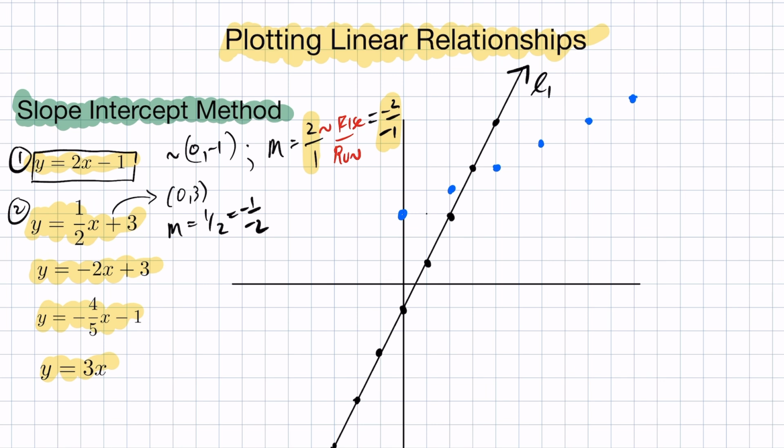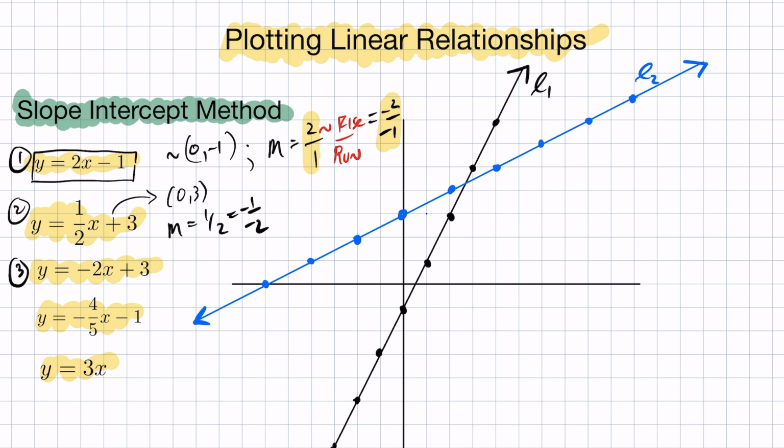I'm then going to go down 1 to the left 2, plot a point, down 1 to the left 2, plot a point, down 1 to the left 2, plot a point. And then you have your line going this way as well. And I'm going to label this line 2. All right, let's take a look at number 3.